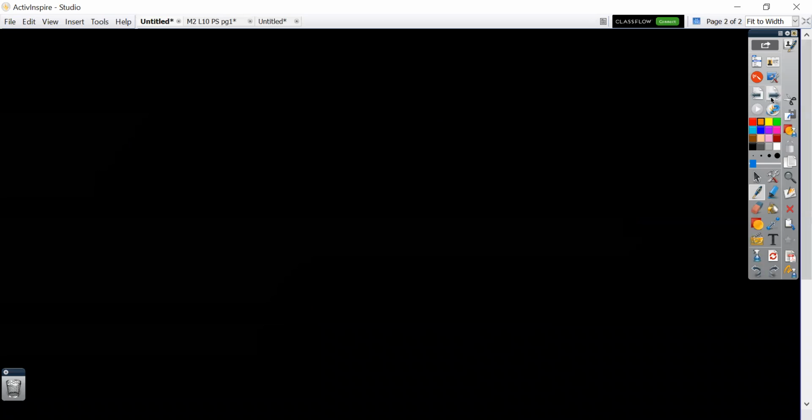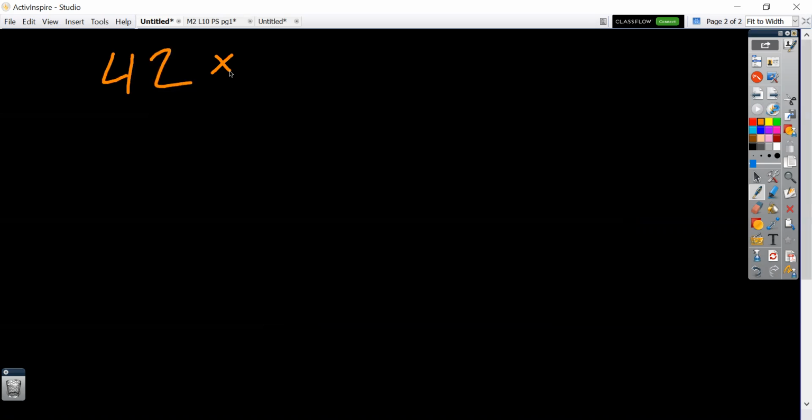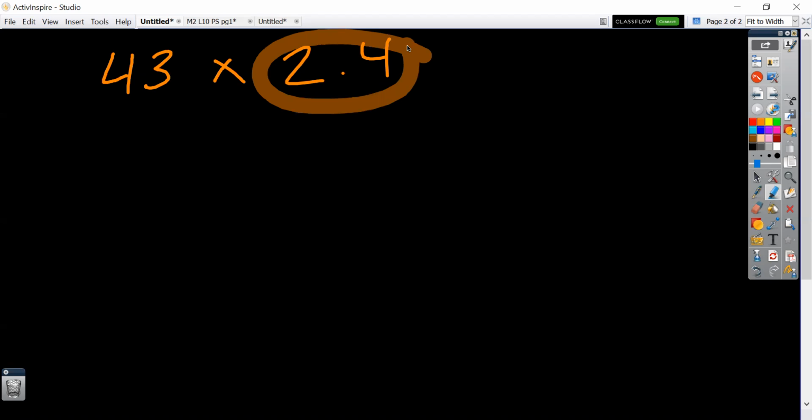So let's go ahead and write the expression at the top of our page or notes. 43 times 2.4. Okay, well, this is where, from our fluency video, I want to decompose our decimals into the smallest place value. In this case, it's tenths.